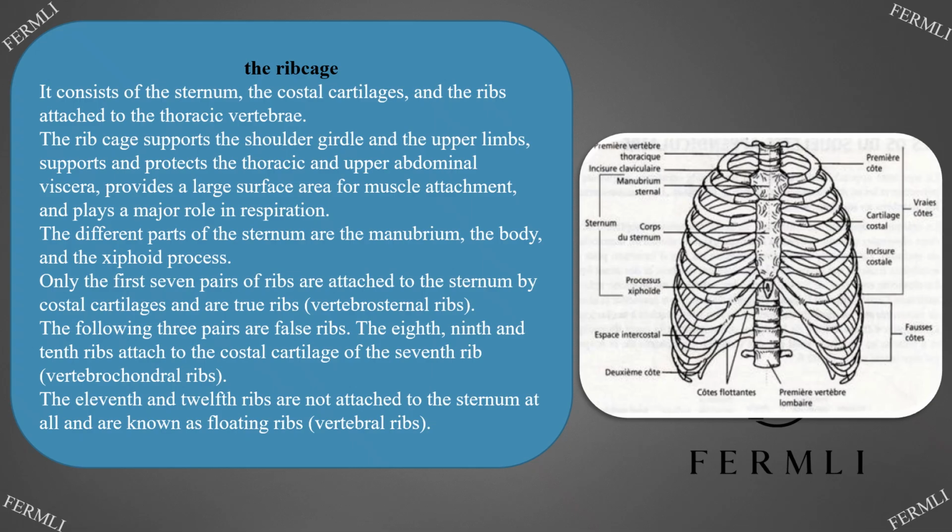The different parts of the sternum are the manubrium, the body, and the xiphoid process. Only the first 7 pairs of ribs are attached to the sternum by costal cartilages, and are true ribs, vertebrosternal ribs. The following 3 pairs are false ribs. The 8th, 9th and 10th ribs attach to the costal cartilage of the 7th rib, vertebrochondral ribs. The 11th and 12th ribs are not attached to the sternum at all and are known as floating ribs, vertebral ribs.